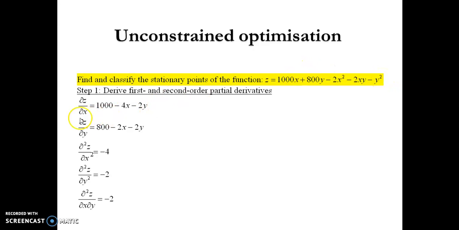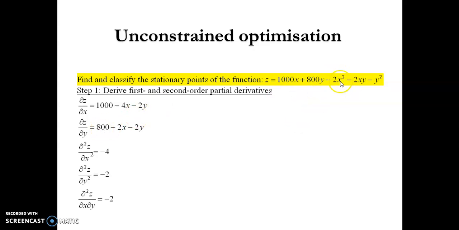Next, we're going to differentiate the function z with respect to y, treating x as a constant. If I differentiate this term with respect to y, it will differentiate to 0. Here, if I differentiate this term with respect to y, I have 1 times 800. I'm going to have 800 times y raised to the power of 0, and y raised to the power of 0 is just 1. Hence that is just 800 times 1, which is 800.